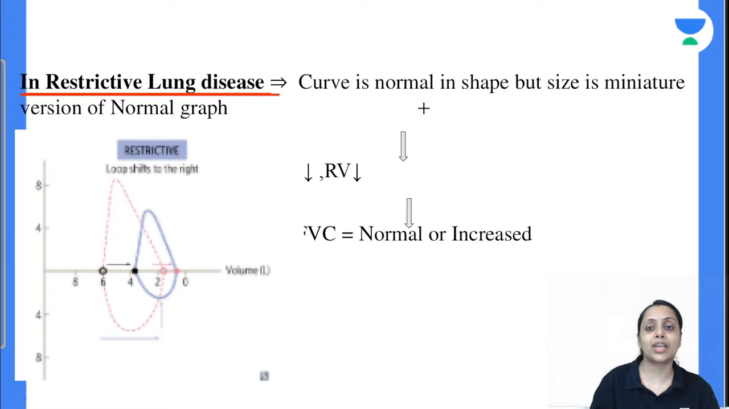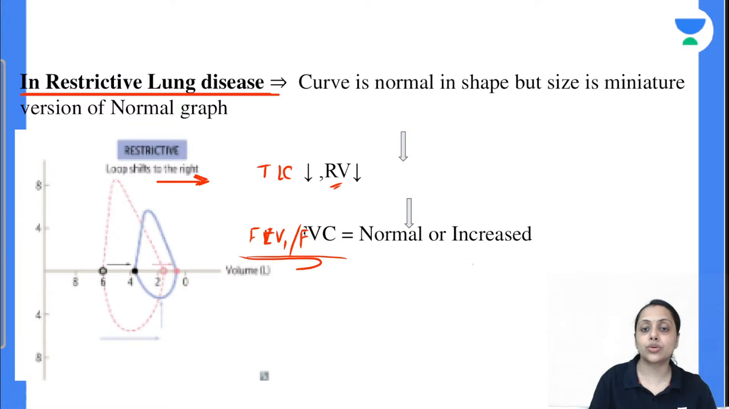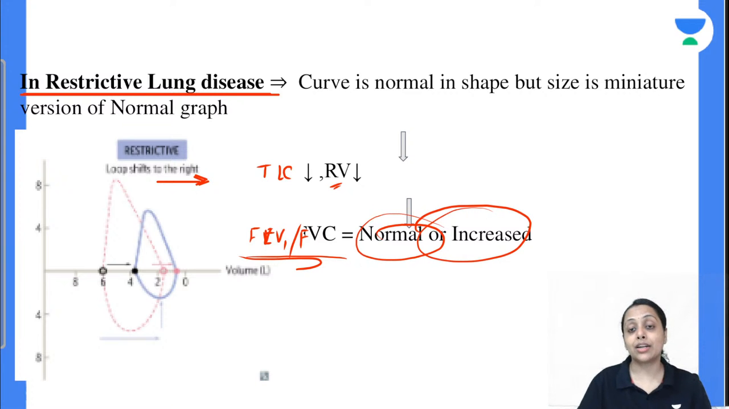Restrictive lung disorder में क्या होगा, curve is normal in shape but the size is the miniature version. And the loop shifted toward the right. And जैसे right shift होगा, तो हमारा total lung capacity decrease होगा. Residual volume decreases. And our Tiffeneau index, forced expiratory volume in 1 second upon forced vital capacity, this ratio either increases or remains normal. So this is the difference.